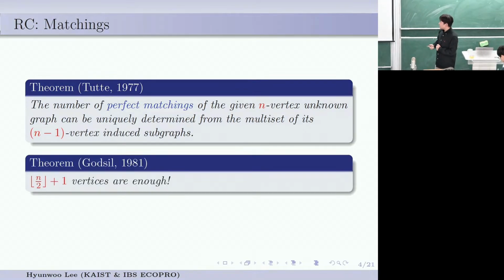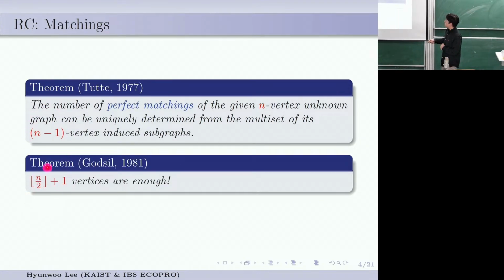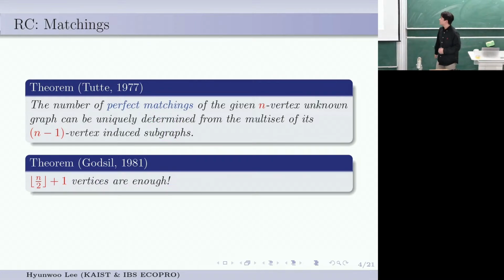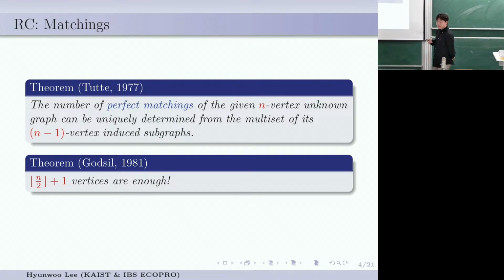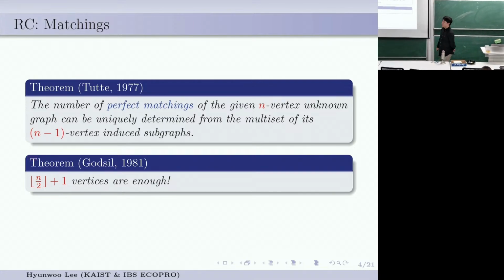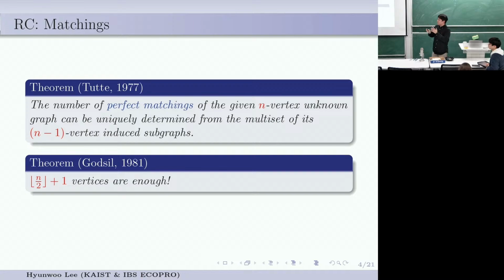And this theorem was extended by Godsil in 1981. This theorem says that we don't need this many vertices. Actually, floor of n over 2, plus 1 vertices are enough to uniquely determine the number of perfect matchings. The question is like every subset of that size, every subset of roughly half the vertices.